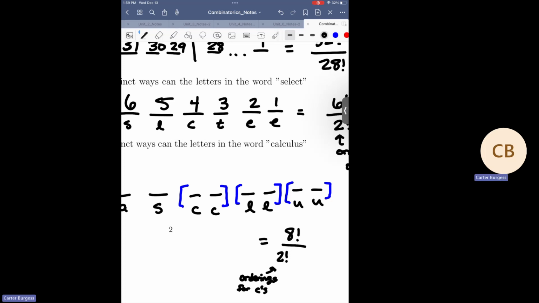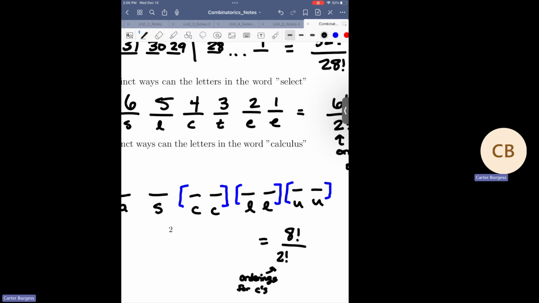Is that the only repetitive ordering that I see in this problem? No. Where else do I see repetitive ordering? What should I look at next? Yeah, let's look at the L's next. How many different ways can I shuffle the L's and have the same outcomes?